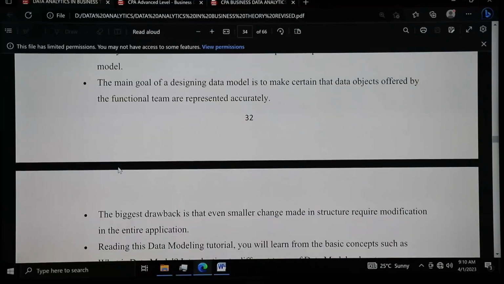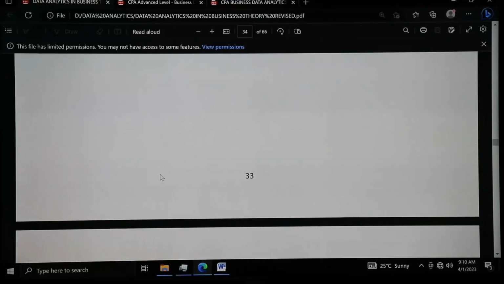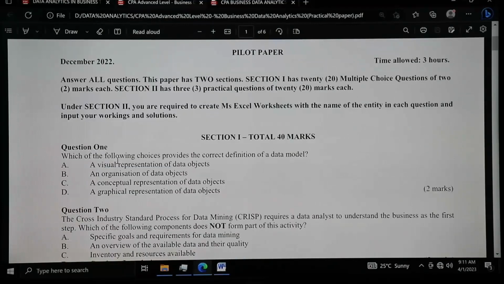So that is the first part about database modeling, and we can now check a few questions, then we proceed. Question number 1 from the pilot paper: we were asked which of the following choices provides the correct definition of a data model. That is, what specifically is a data model?